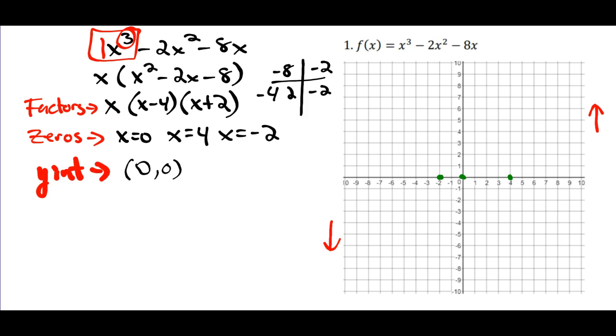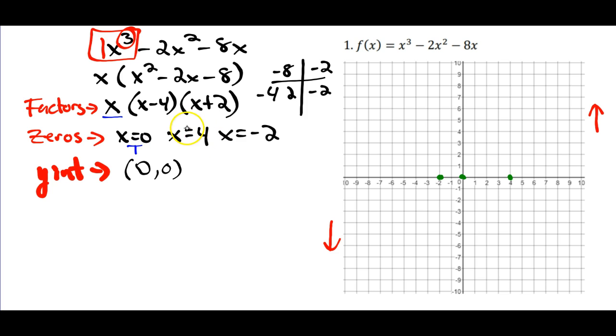I also want to pay attention to my multiplicity. So look at each factor and say, where did each zero come from? Which factor? So x equals 0 came from this factor right here. It's listed once. 1 is an odd number. So I know that when the multiplicity is an odd number, it goes through at that 0.